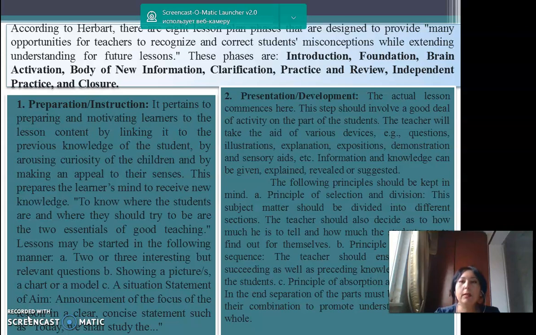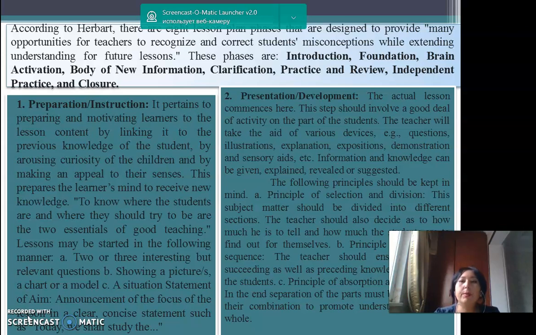The actual lesson commences here. This step should involve a good deal of activity on the part of the students. The teacher will take the aid of various devices, for example, questions, illustrations, explanation, expositions, demonstrations, and sensory aids, and so on. Information and knowledge can be given, explained, revealed, or suggested.